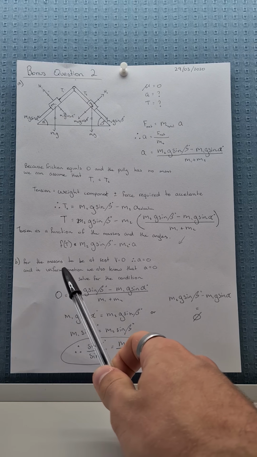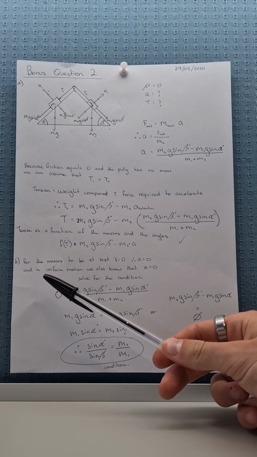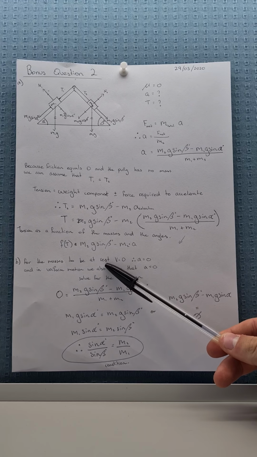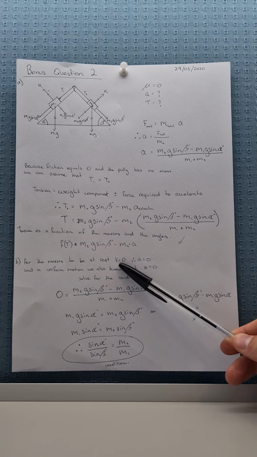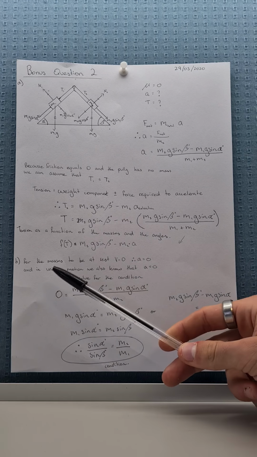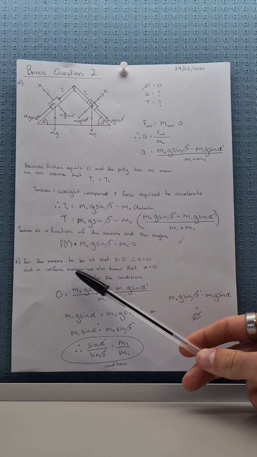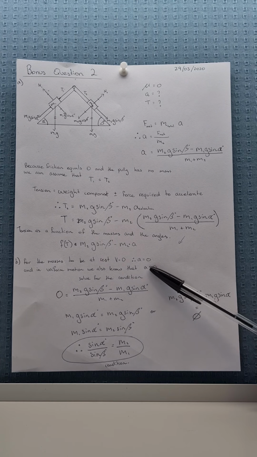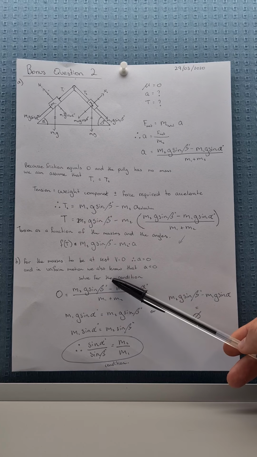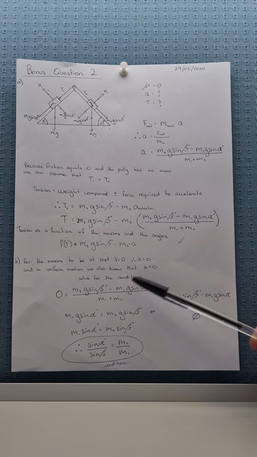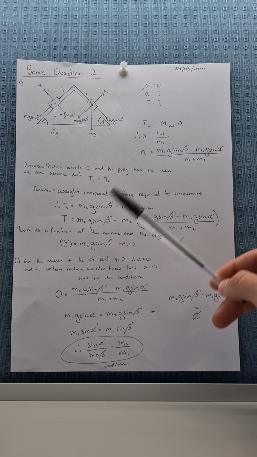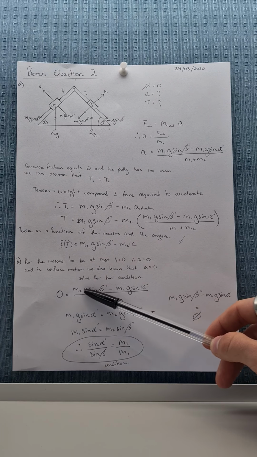So for part 2, for the masses to be at rest, velocity must equal 0, therefore acceleration is 0, and if the mass is in uniform motion, we know that acceleration also equals 0. So we can solve for these conditions. Acceleration equals 0. This equation here, acceleration equals 0.